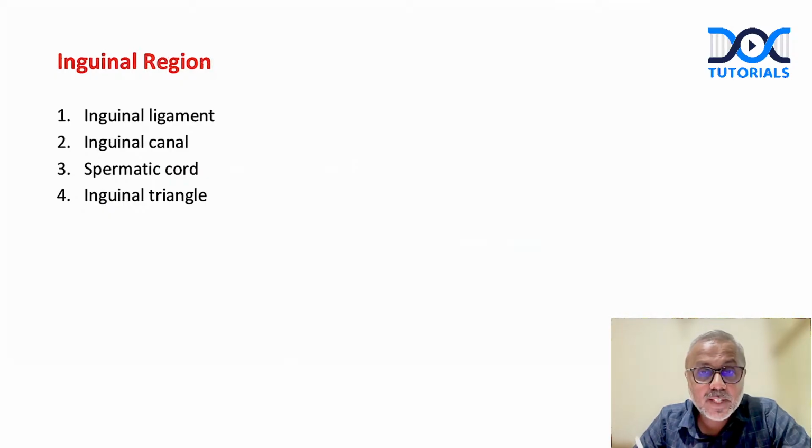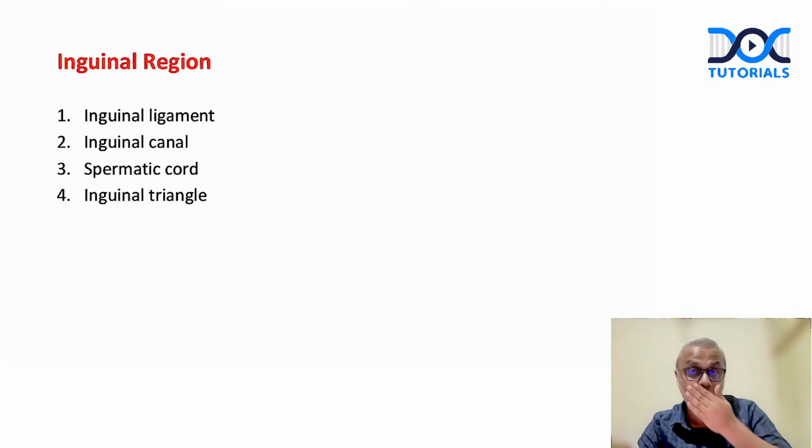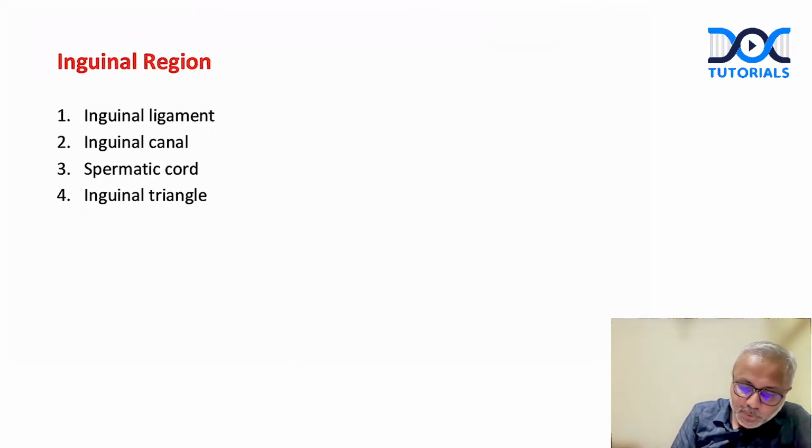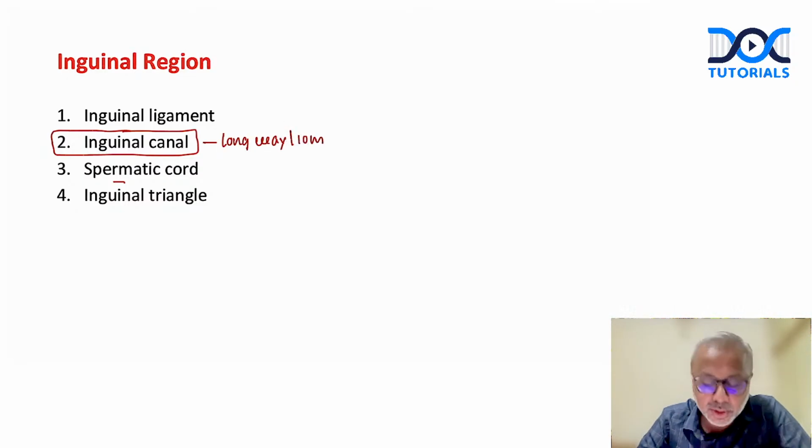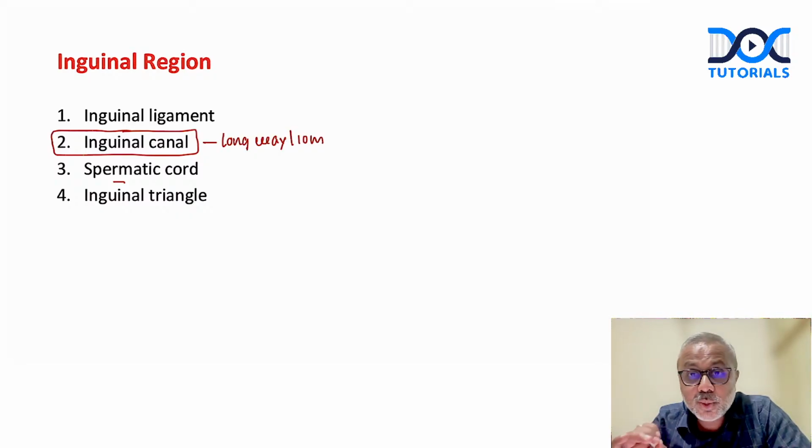Now this is where we can expect a lot of long essays, a lot of short essays, and even short answers, right? The most important question here is the anatomy of the inguinal canal. So this is a very important long essay, a 10 marker or could be a 15 marker in some universities. The inguinal canal is a very commonly asked question, which is used for framing case-based questions.